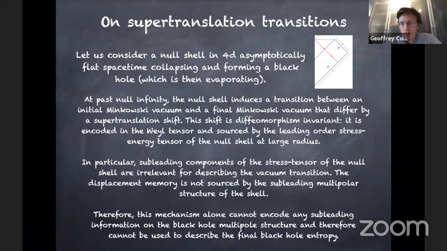It seems that this mechanism alone cannot encode the subleading information on the black hole multipole structure, and therefore cannot be used to describe the final black hole entropy, because there's a lot more information that is not used to source this memory effect and this vacuum transition.